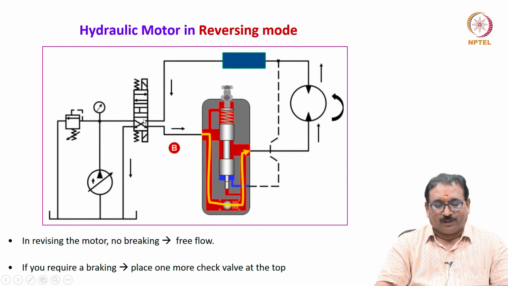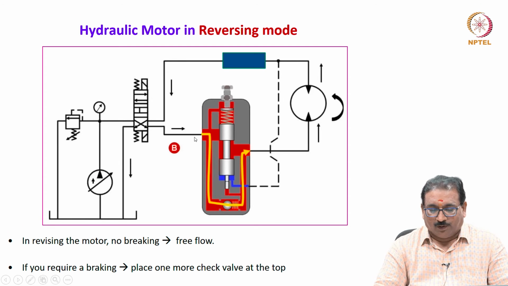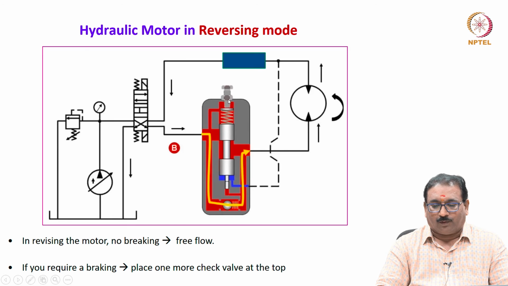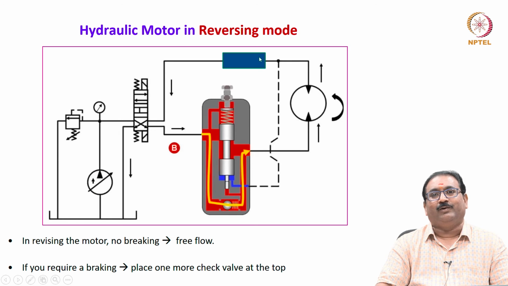In reverse mode, what happens? When you move here, the hydraulic pressure line will come here and it will bypass. Through the NRV it will go here, rotate in the anti-clockwise direction, then go to the tank. There is no braking in the reversing mode. If you want to make the reversing mode also breakable, then what will you do? One more valve like this you have to place here. Then it is possible to brake in reversing mode also, otherwise not possible.